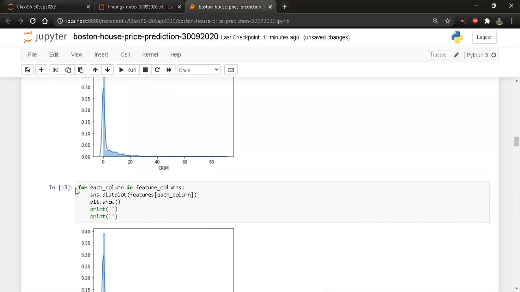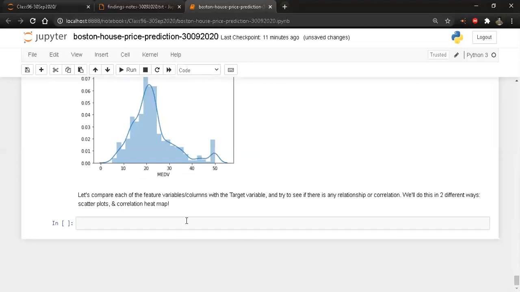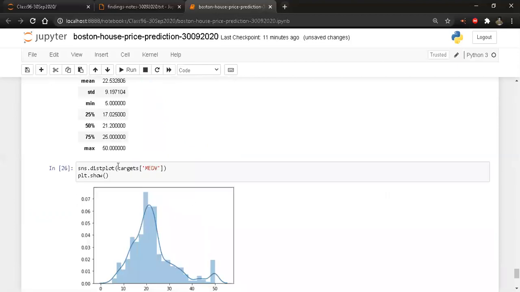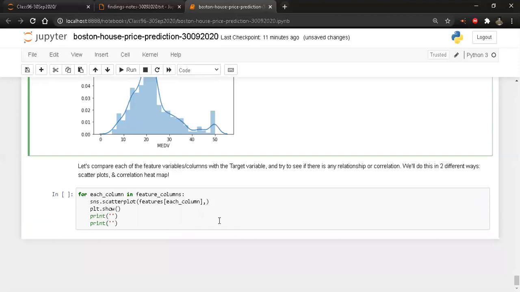Let me just copy this from here, because this is one piece of code I can copy, and I can say here sns.scatterplot. Is there a function like this? Let me see. I've just pressed tab. Yes, scatterplot is there. So features each column, and I'm going to plot that as my X, and my Y is going to be targets MEDV, right? I hope you got the point.